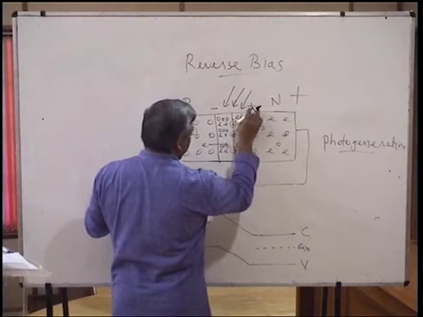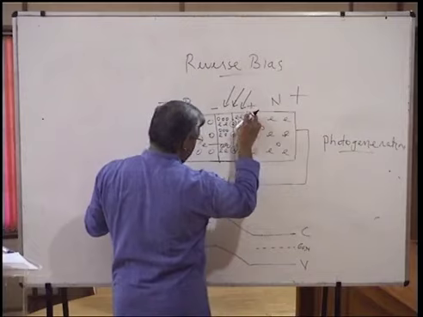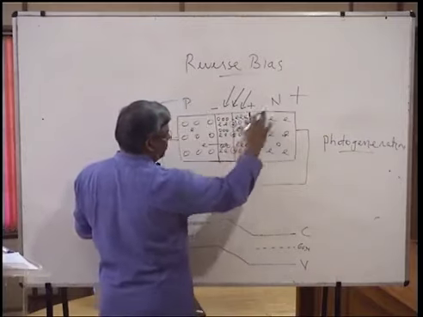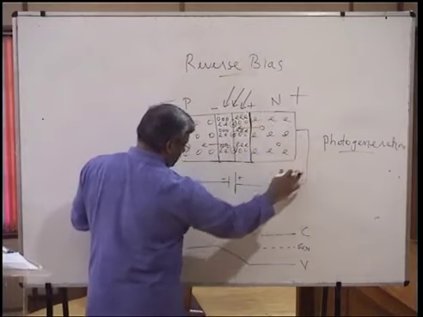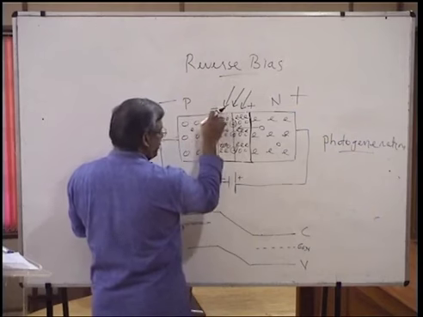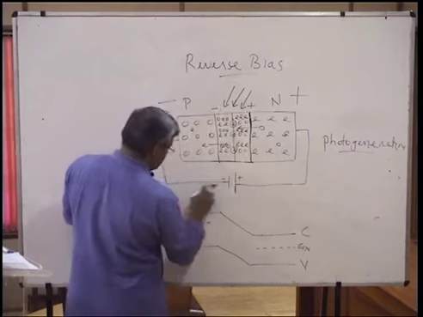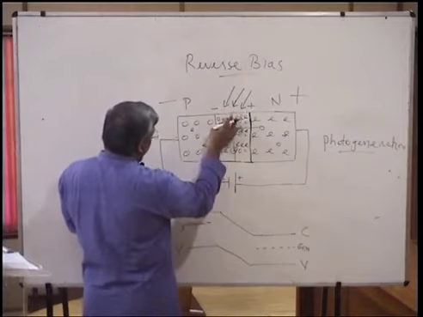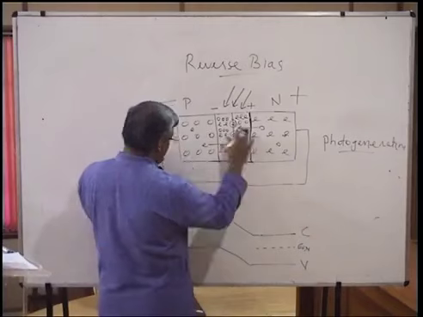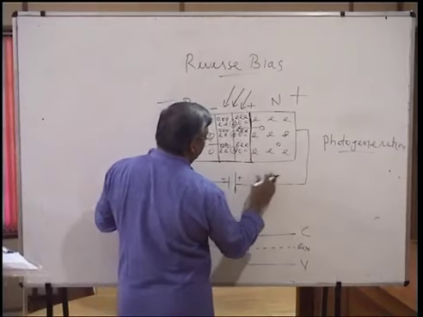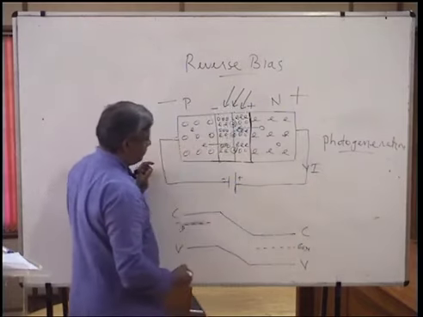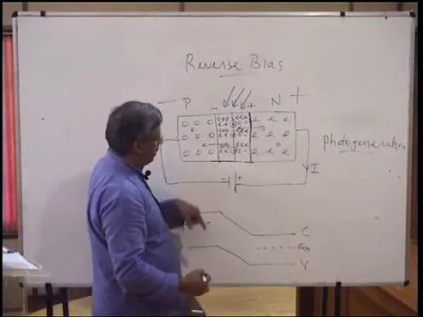Electrons will be attracted towards the positive potential. Both intrinsic bias and the external bias will be all driving the electrons in the clockwise direction. And negative potential, intrinsic bias and extrinsic bias, both of them will be driving the holes in the anti-clockwise direction. So the circuit will be completed, and a large amount of current will be flowing through this particular circuit. This is what is called photocurrent.